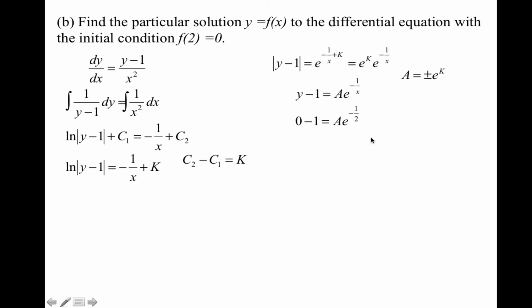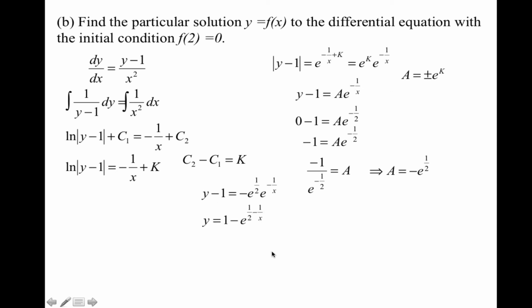Now I'm going to go ahead and plug in 0 for y and 2 for x. Solve for my constant a. And I can simplify that even a little bit more. So I have that my constant a is negative e to the 1/2. So then I can write my final answer as such. And I could even simplify that even more by adding the 1 and adding the exponents.